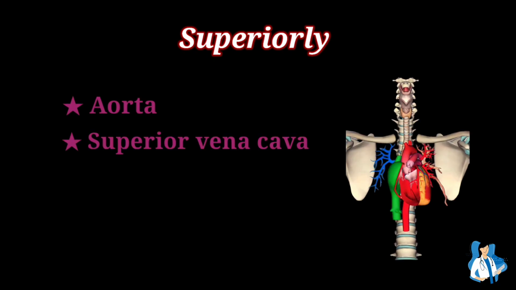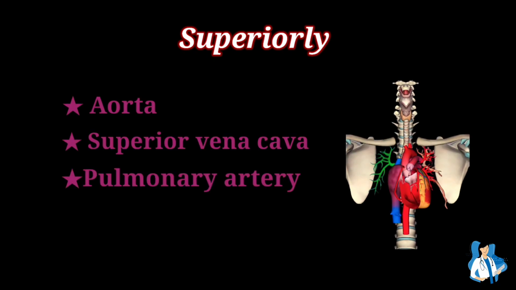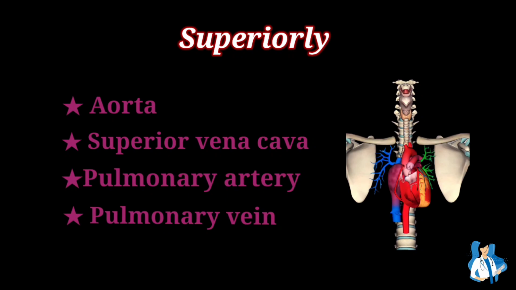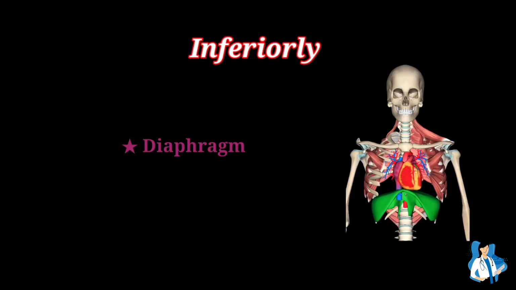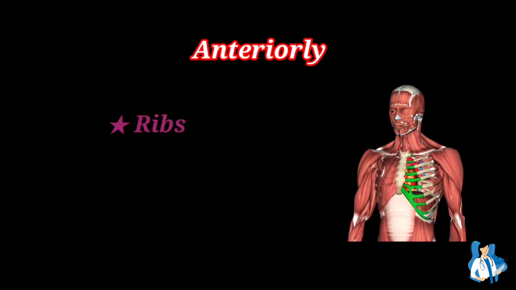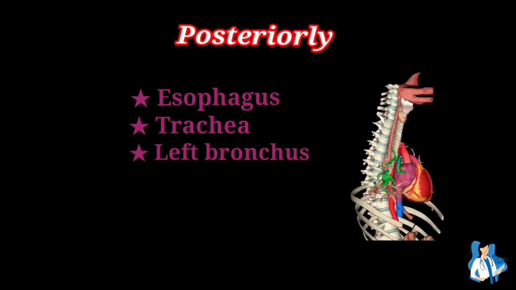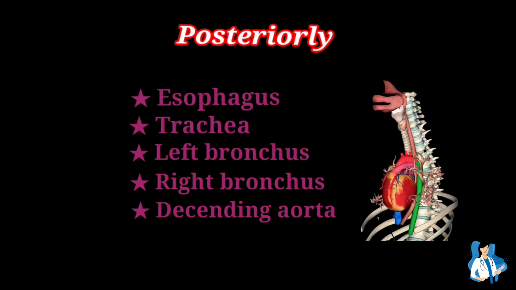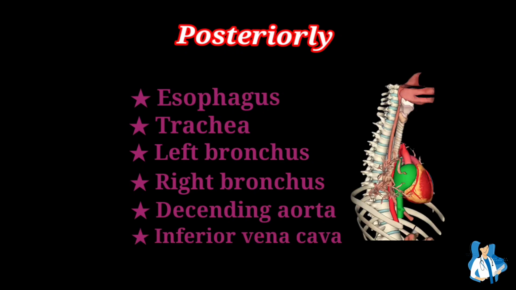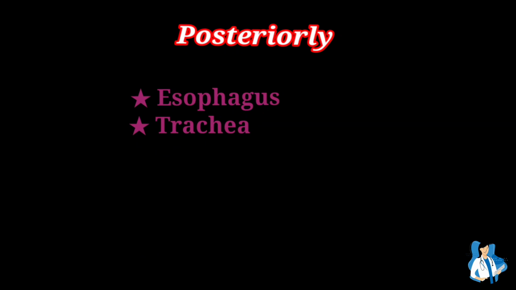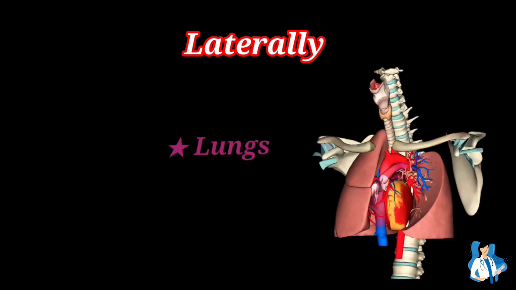First, superiorly, the aorta, superior vena cava, pulmonary artery, and pulmonary vein are present. Second, inferiorly, the diaphragm. Third, anteriorly, the ribs and intercostal muscles. Fourth, posteriorly, the esophagus, trachea, left and right bronchus, descending aorta, inferior vena cava, and thoracic vertebrae. Last one, laterally, the lungs.